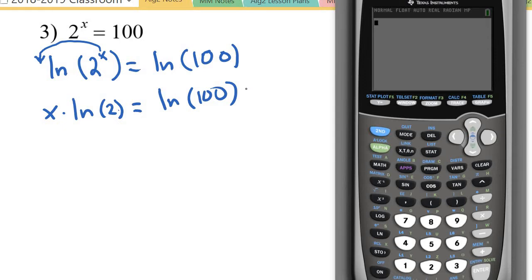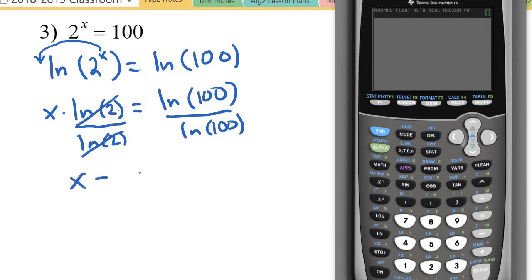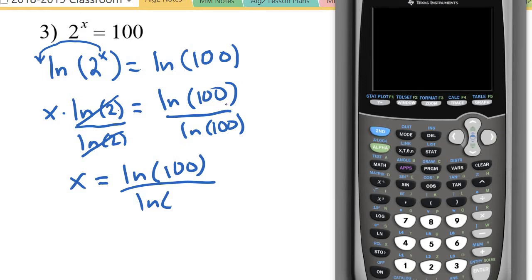Now to get x by itself, we divide both sides by ln of 2. We can cancel out the ln of 2 on the left side, and that leaves us with x equals ln of 100 divided by ln of 2. Sorry about that, this is 2 over here, ln of 2. So this is the exact solution right here.